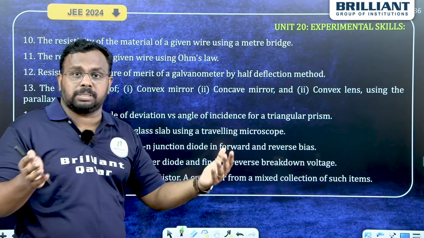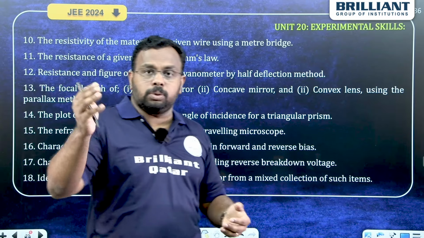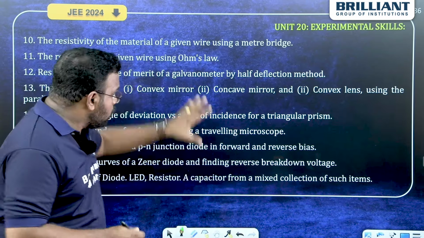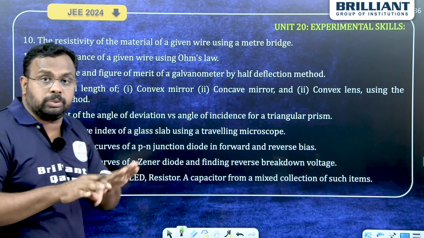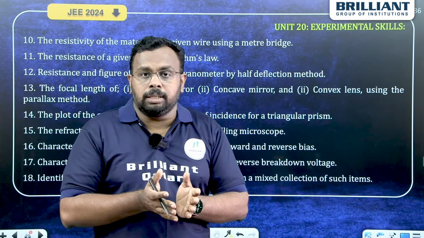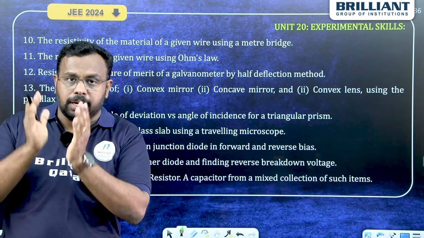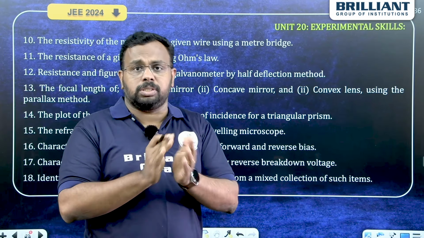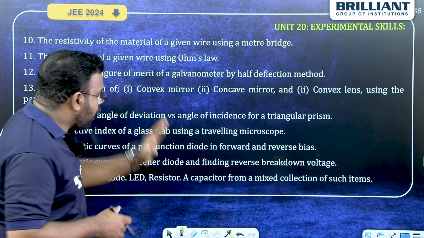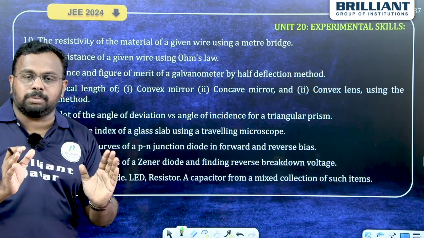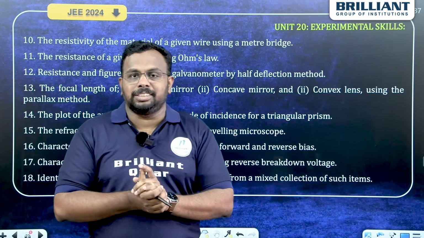Triangular prism, for example, prism refractive index, you know that n is equal to sin (A plus d) by 2 divided by sin A by 2. So such formulas which we are using for doing the experiments, you need to give focus on those also. So that 20% of the questions you can easily solve. So that's all about the updated syllabus of physics for the upcoming JEE exam.